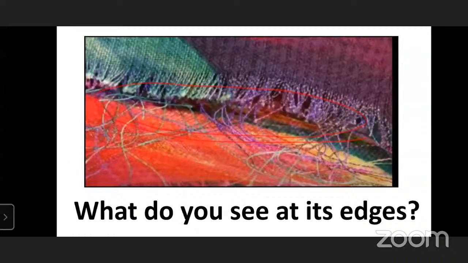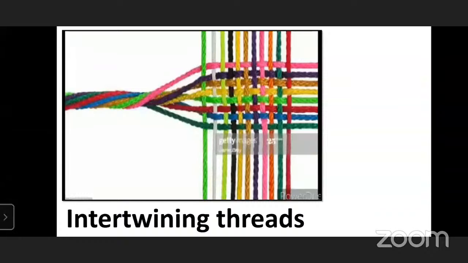See, children, intertwining. Repeat after me. Intertwining threads. Intertwining threads together. You can see here these are different colors of threads. When they are intertwined in this way, intertwining threads together is called weaving. They are woven, children. And then we will get a piece of cloth.